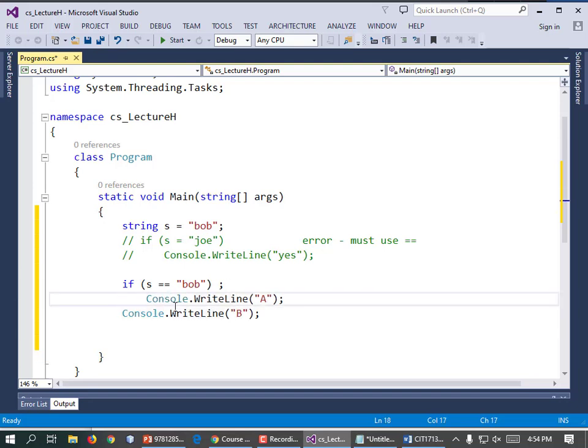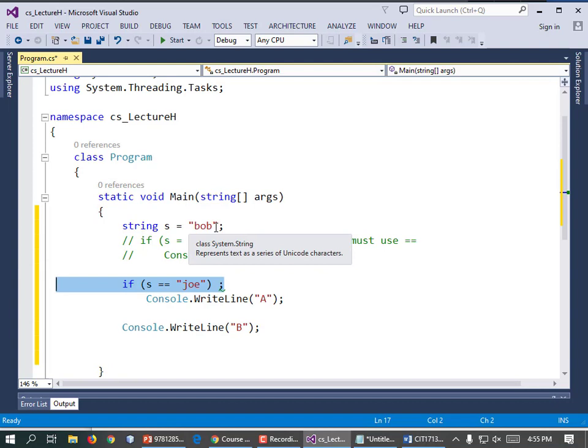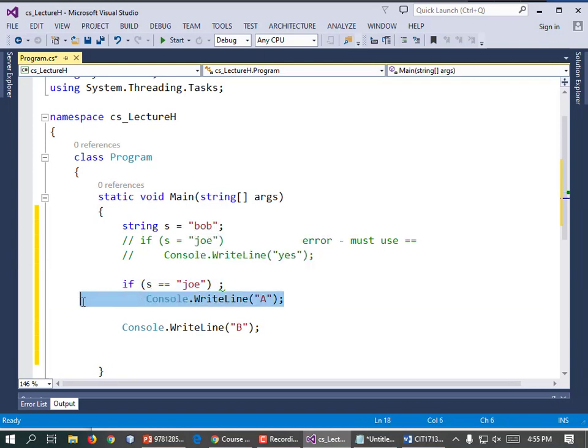If we had it tabbed out incorrectly, we would think that since S is equal to Bob, it would print out A conditionally. And what if S was not equal to Bob? What if we put this back to being about Joe? Is S equal to Joe? True or false? No. So, at first glance, we might think it's not going to print an A, because this is false, so don't do that. Just run down here and print B. That's what we might think.